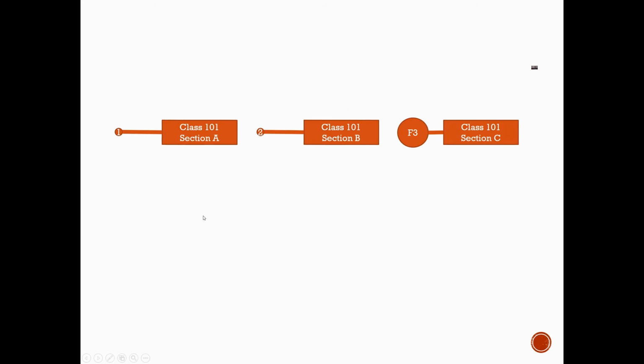Now I roll it, and the students come out. Is this what you guessed? Students coming out of Section A and Section B of Class 101 remain at that low proficiency level. The ones who met faculty member 3 in Section C end up being transformed from low proficiency to moderate proficiency.